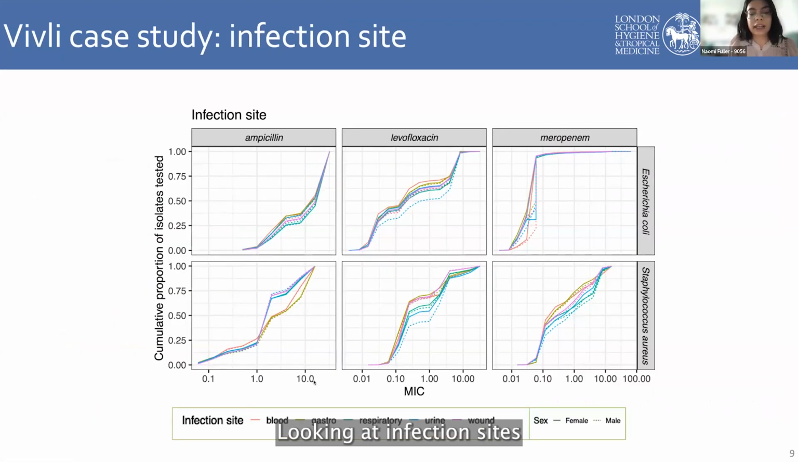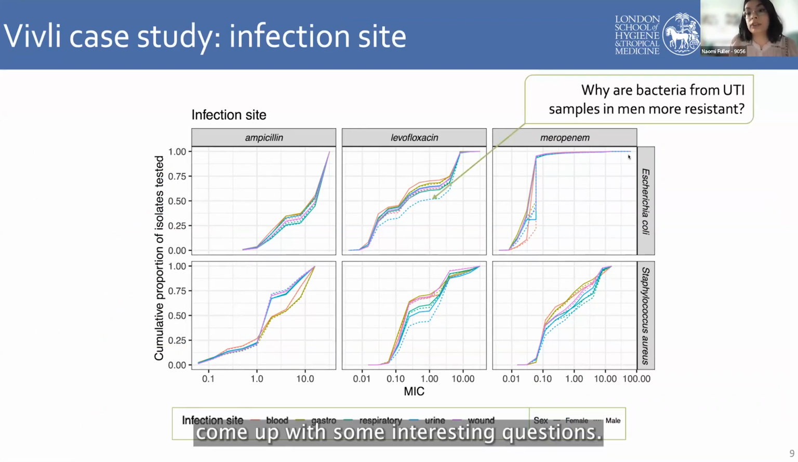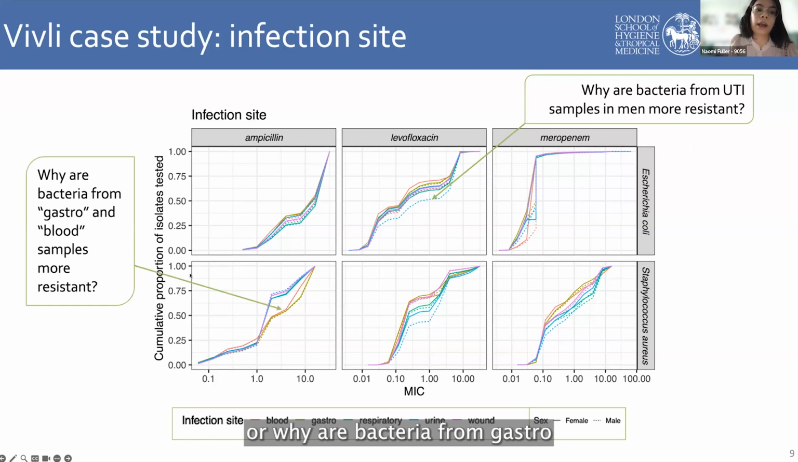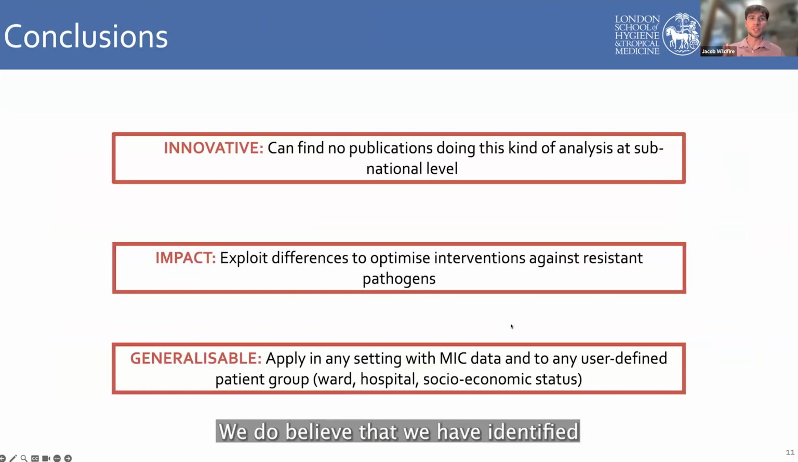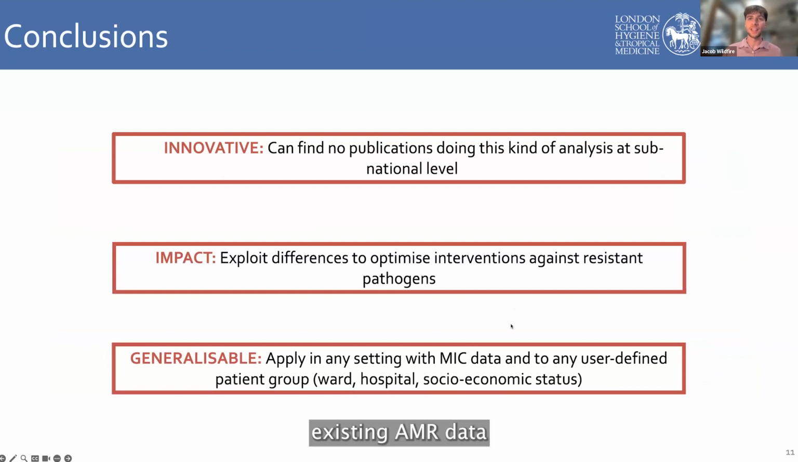Looking at infection sites and visualizing the data like this really managed to help us come up with some interesting questions. So, for example, why are bacteria from UTI samples in men more resistant? Or why are bacteria from gastro and blood samples more resistant? We do believe that we have identified a new dimension for harnessing existing AMR data, and we can find no publications performing this analysis at a subnational level, which is a clear gap.